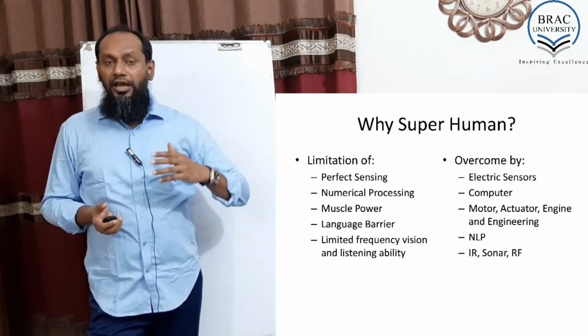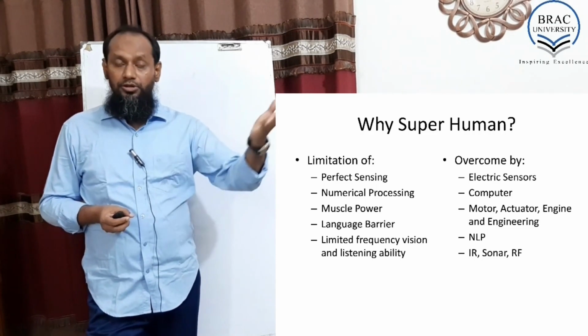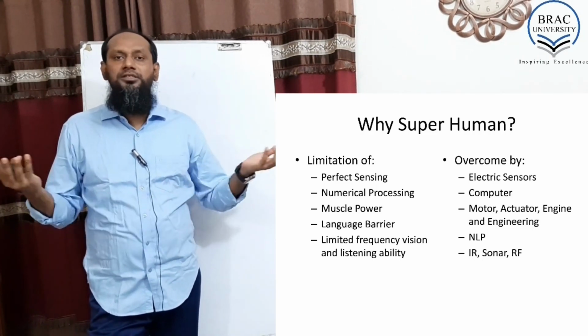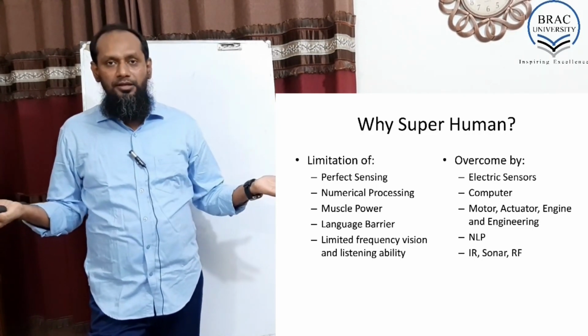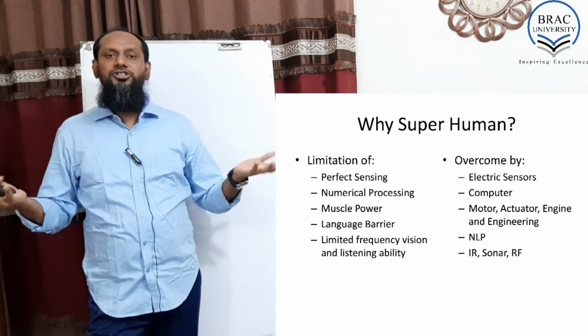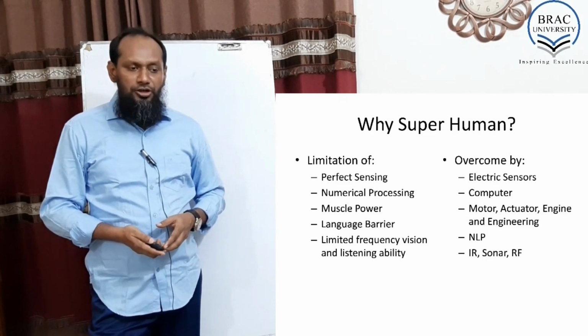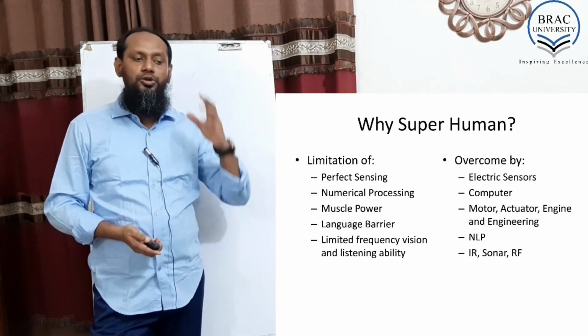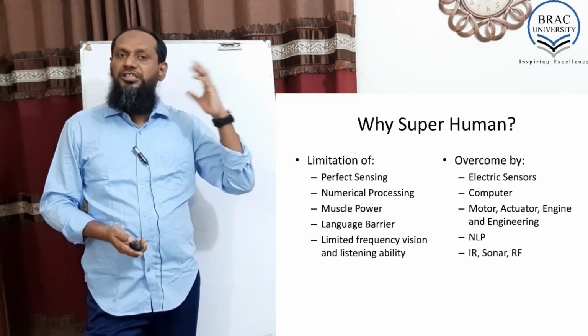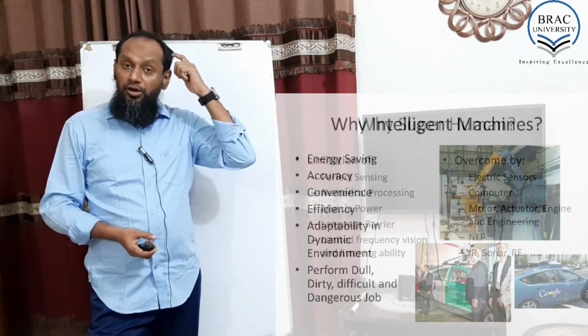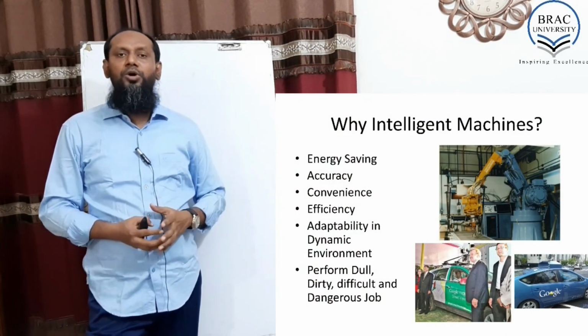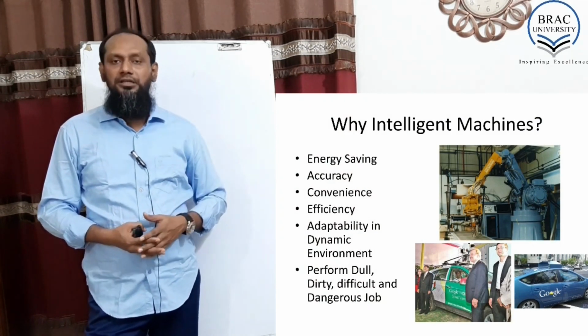And also the vision: we cannot see everything, as I told you before. We cannot hear everything, we cannot see everything. We can just see RGB, nothing else. So that's why we need help from technology to hear everything, to see everything, to do a lot of things. Now, why do we want to make our machines intelligent?